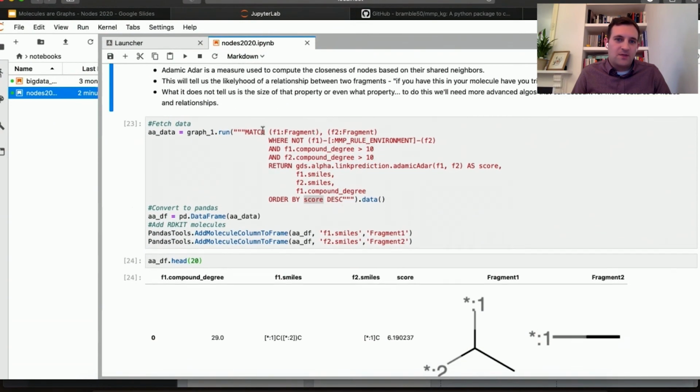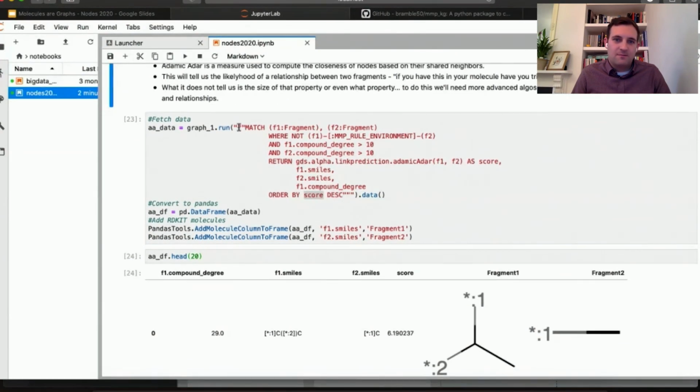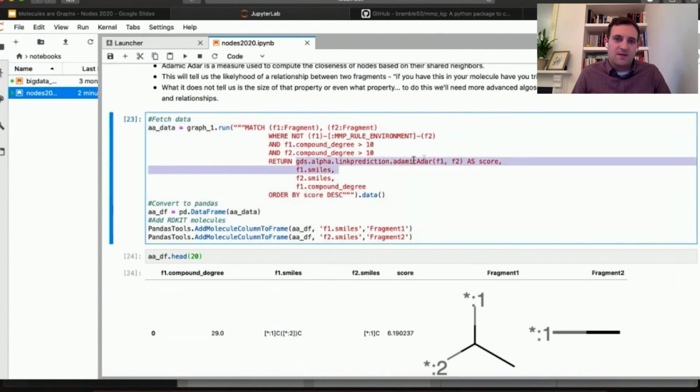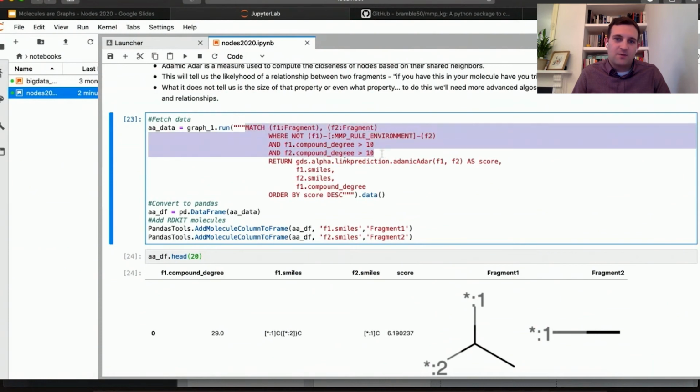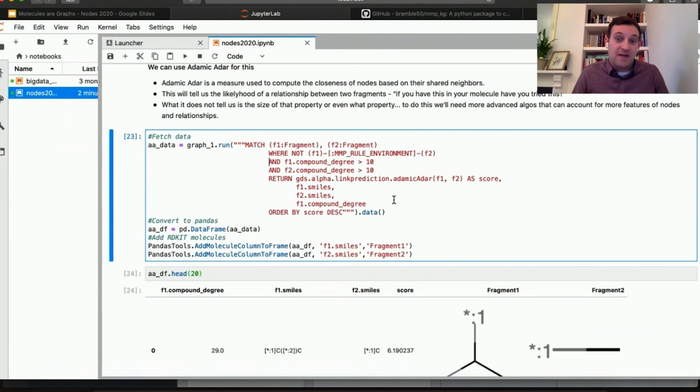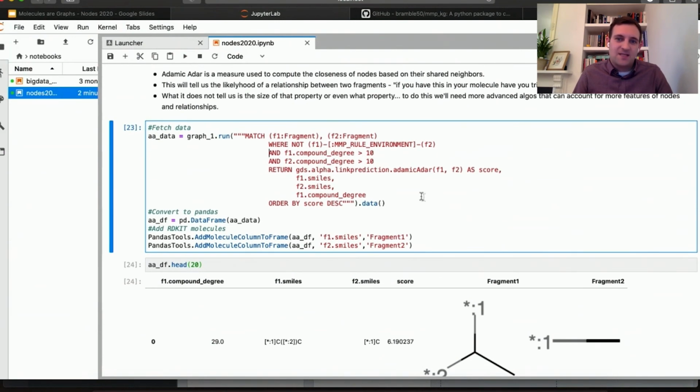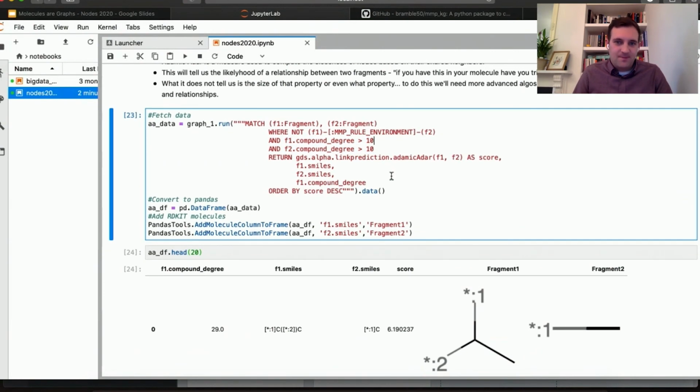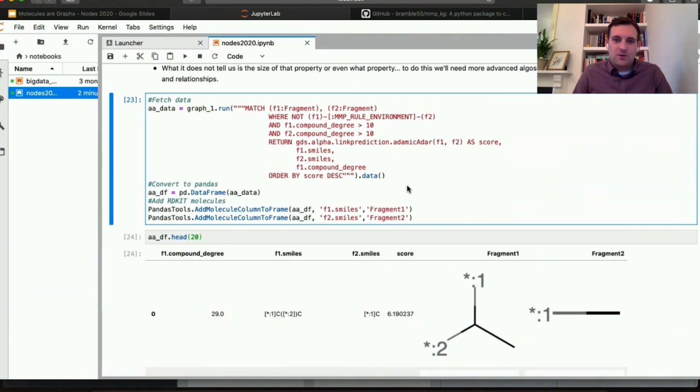So here what we're doing is we're saying, okay, run the Adamic-Adar algorithm. This one runs slightly differently. Here we're matching this pattern first, and then we're putting it through into Adamic-Adar. So we're making sure we only get the fragments we want. We're making sure we have ones with high compound degrees, so they actually have shared neighbors. There's no point comparing things that don't have shared neighbors or have any neighbors at all. So we need to make sure that they have neighbors. Here we've selected 10 or greater than 10 in this case. So what are we going to get back here?